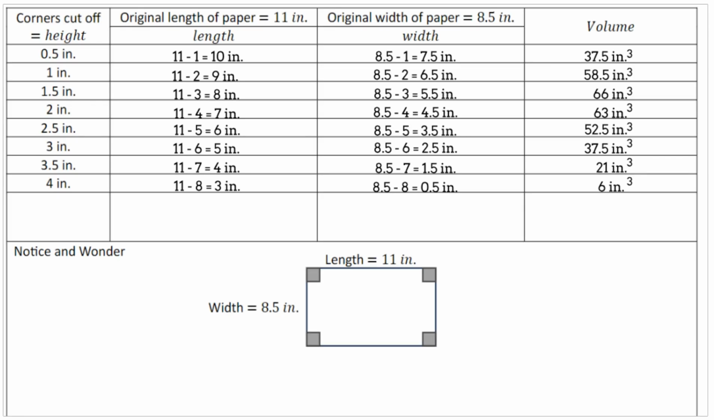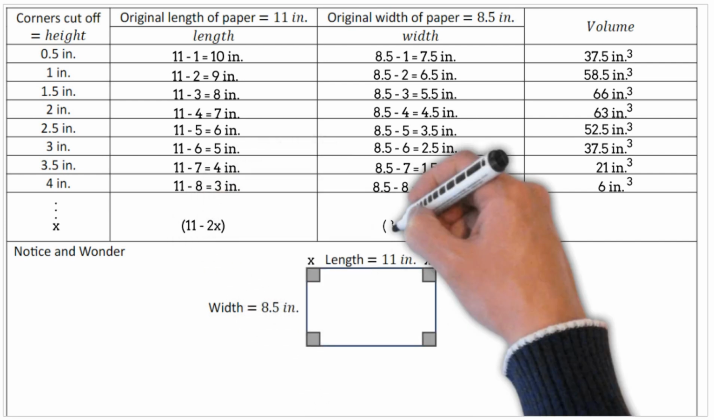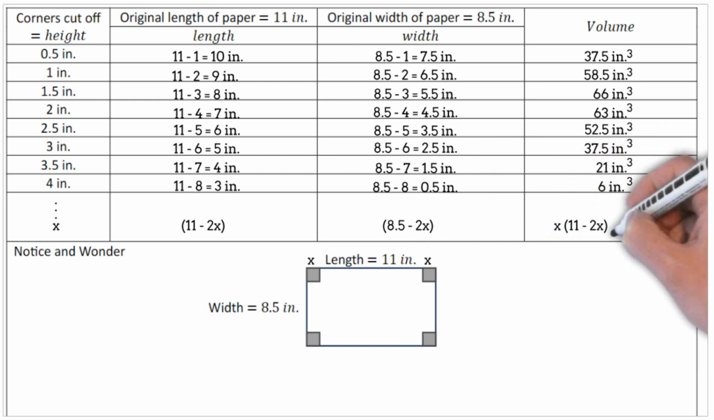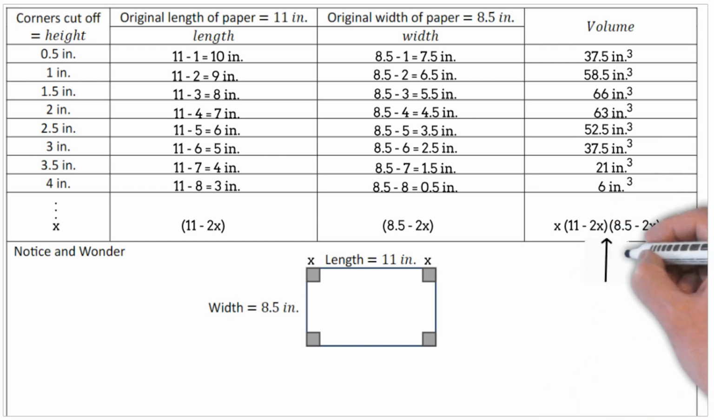The last row is filled in by assuming that we get to a value x. This will be the cutoff pieces at the end. As a result, if I go to my original length and original width, I quickly notice that I'm still going to subtract the same amount, but now it's going to be twice x. Similarly, this works the same for the width.